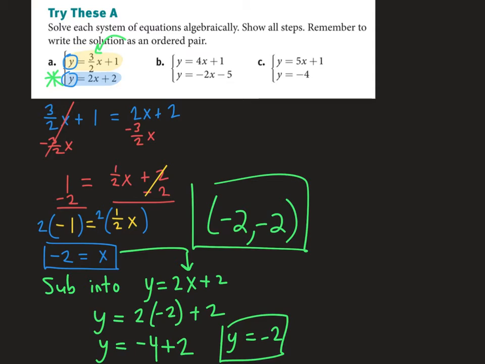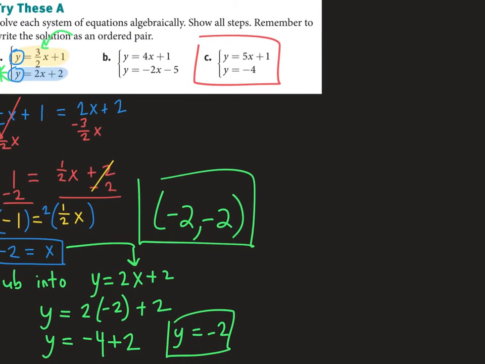Part B is very similar. Let's look at part C. It just appears to be written a little bit different, but same kind of idea there. With part C, we have y equals 5x plus 1 and y equals -4. Okay, so let's go ahead and set them equal to each other. So 5x plus 1 must equal -4, right? I'm setting the 5x plus 1 equal to the -4 because they both equaled y, so they're equal to each other.